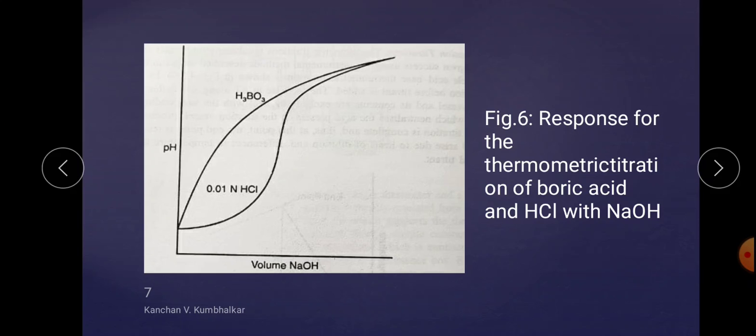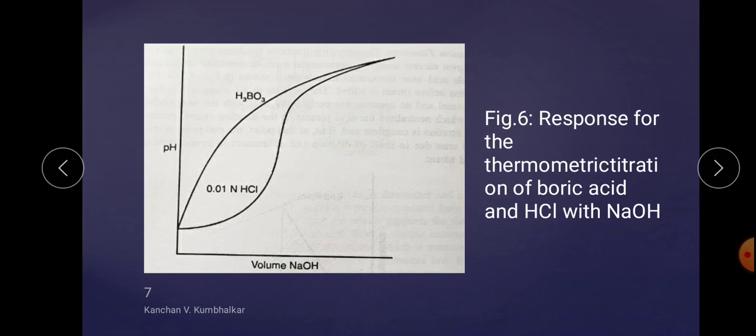Finally, by the thermometric titration method, one can titrate a weak acid with a strong base. For example, boric acid and sodium hydroxide. In general, one can titrate thermometrically 0.01 molar solutions of all acids with a pKa value less than 10 with a precision of 1%, provided the heat of neutralization is greater than 42 kJ per mole.